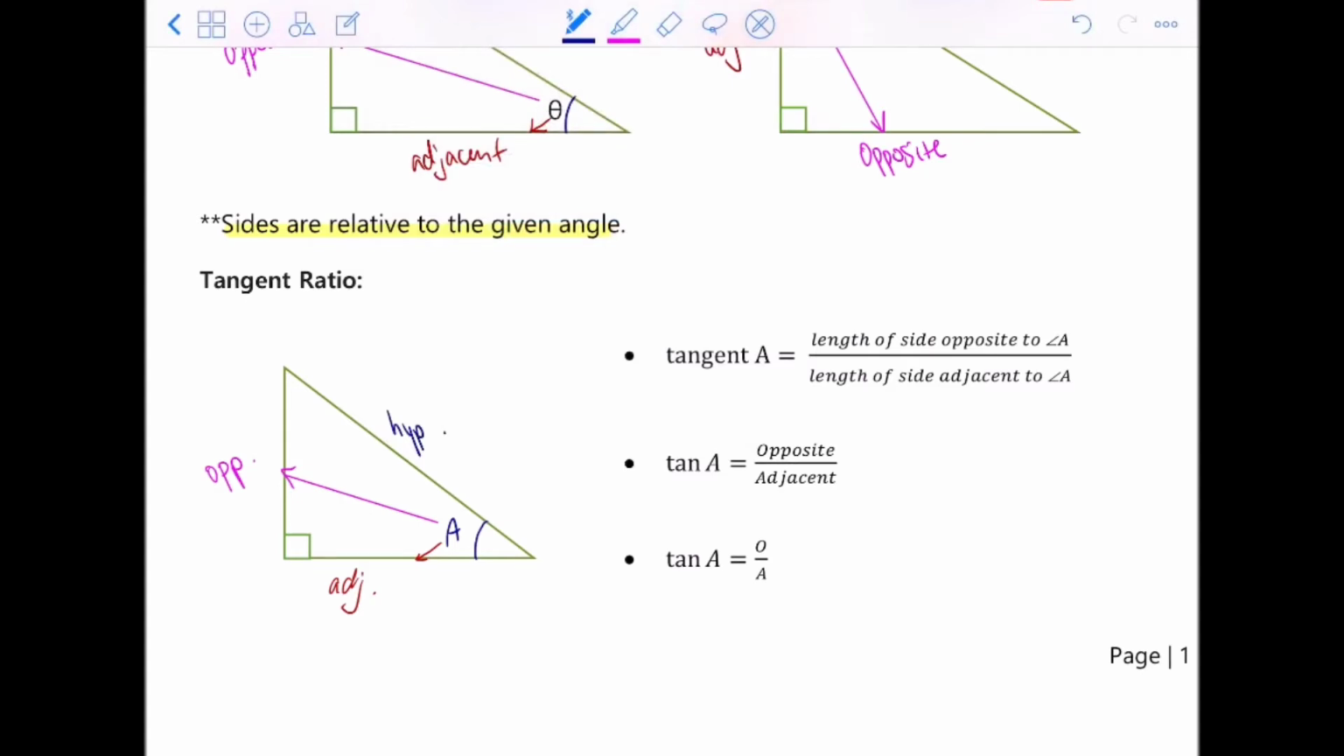Okay, now that we have set it up, we have one angle with 3 different sides. Let's take a look at the ratio. Tangent of angle A is equal to the length of the side opposite to angle A, which is the opposite side, over the length of the side adjacent to angle A, which is the adjacent side, the bottom length right here. So the tangent ratio is the ratio between the length of the opposite side over the length of the adjacent side. We can shorten that and say tan A equals opposite over adjacent, or you can also write tan A equals O over A.